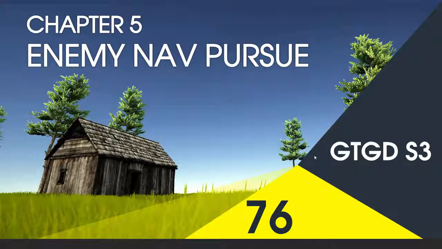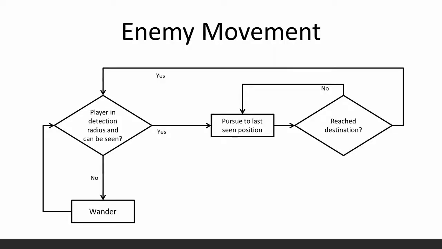Welcome to video 76 in series 3, and in this video I'm going to write the enemy nav pursue script. Just before I do that though, this is pretty much how my enemy movement system works, and it's comprised of 3 different scripts. First of all, you can imagine this is running repeatedly in update. Can the enemy see the player? Can they detect them? If that is so, then pursue them to the last seen position.